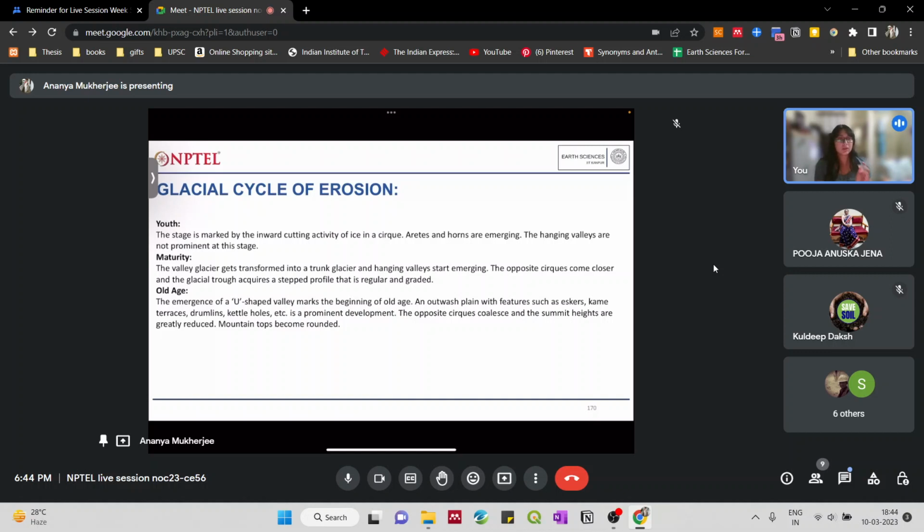So now we come to the glacial erosion landforms. Usually the landforms that are created in the erosional stage of the glaciers are very irregular and have sharp edges. Usually these form at high elevated areas.